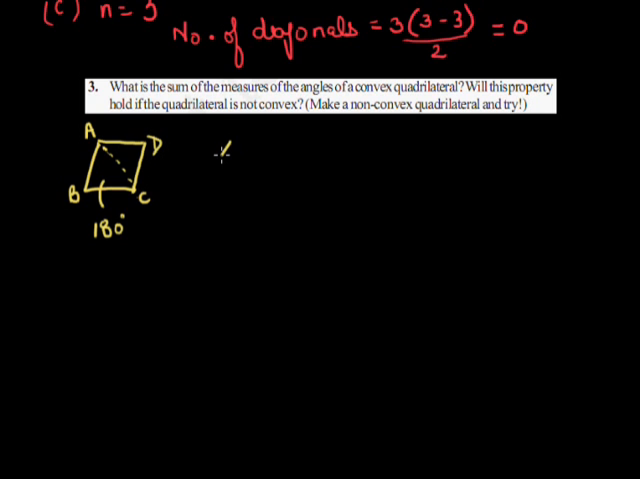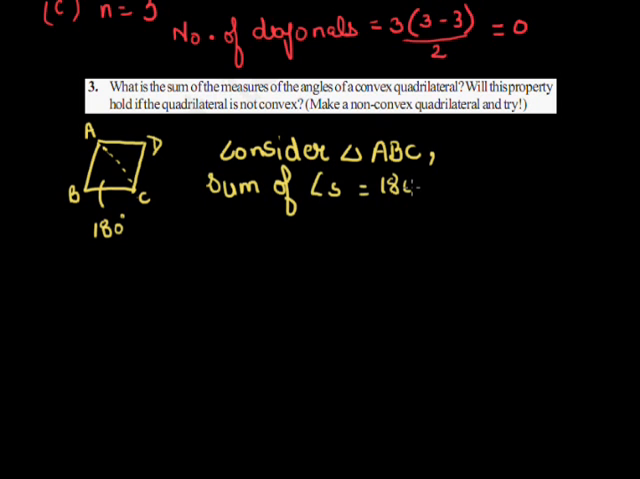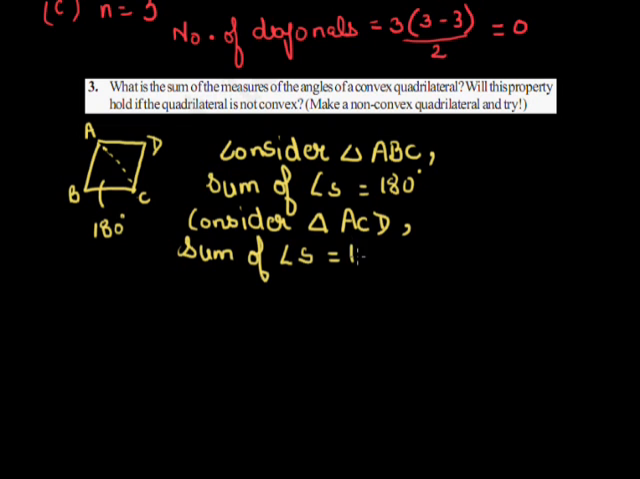So if I consider triangle ABC, the sum of angles is equal to 180 degrees because of the angle sum property. And if we consider triangle ACD, the sum of angles is again 180 degrees.